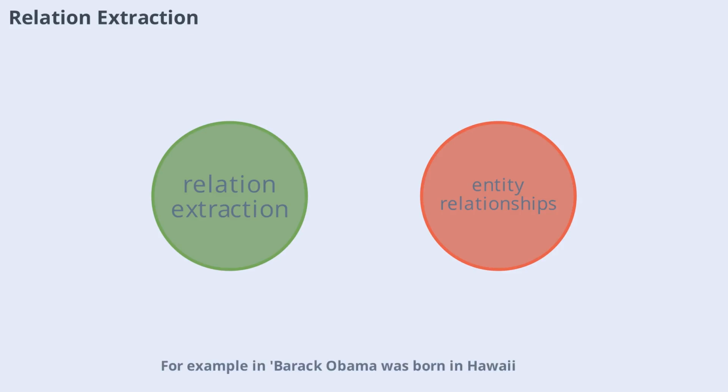For example, in "Barack Obama was born in Hawaii," the system extracts the relationship between Barack Obama and Hawaii. This technique is essential for building knowledge graphs and enhancing search engines. By understanding how entities are connected, NLP systems can provide richer and more relevant information to users.